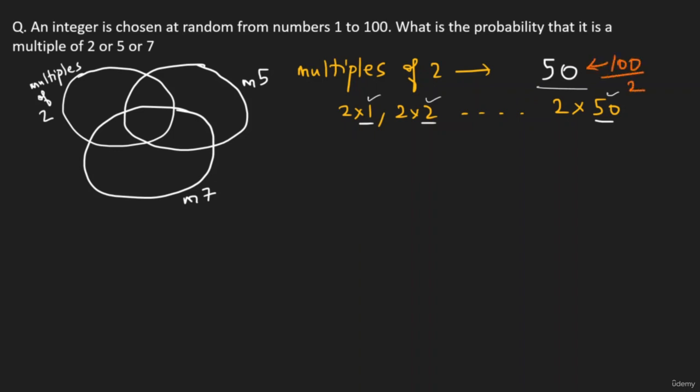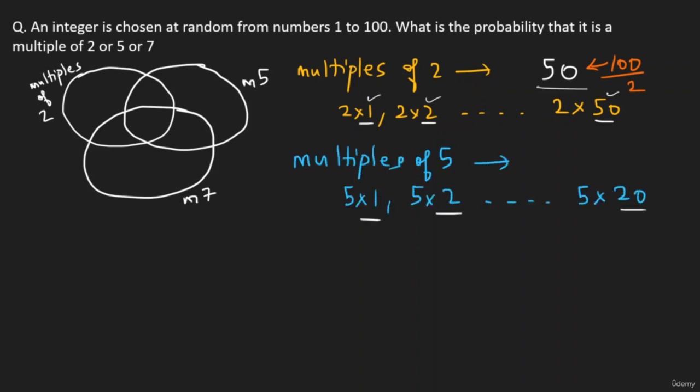Alright, let's move on to the multiples of 5. How many multiples of 5 are there up to 100? We have 5 into 1, 5 into 2, up to 5 into 20, because 5 into 20 is equal to 100, right? Now over here we have 1, we have 2 over here, and this goes on till 20. Therefore we have 20 multiples of 5 up to 100. Now this 20 over here could also have been obtained as 100 divided by 5.